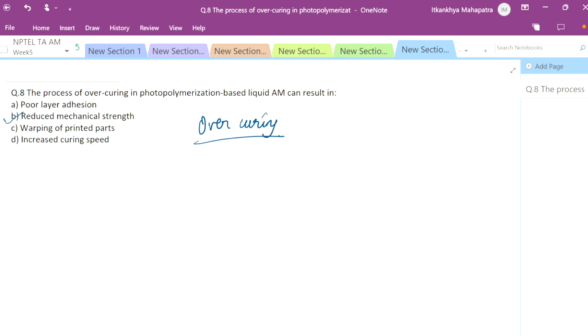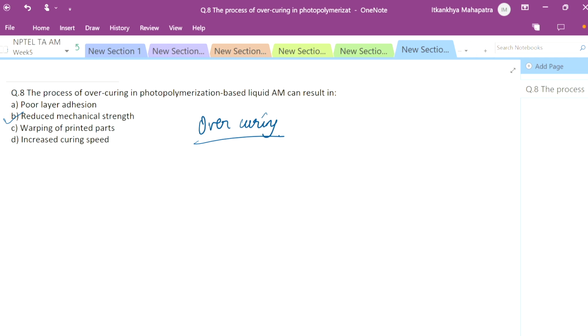So, through these questions, we are understanding about undercuring, overcuring, and what are the factors affecting the curing depth, and what happens during the curing stage. So, basically, we are trying to understand the curing process in photopolymerization-based liquid additive manufacturing process. Now, what happens in a process of overcuring?